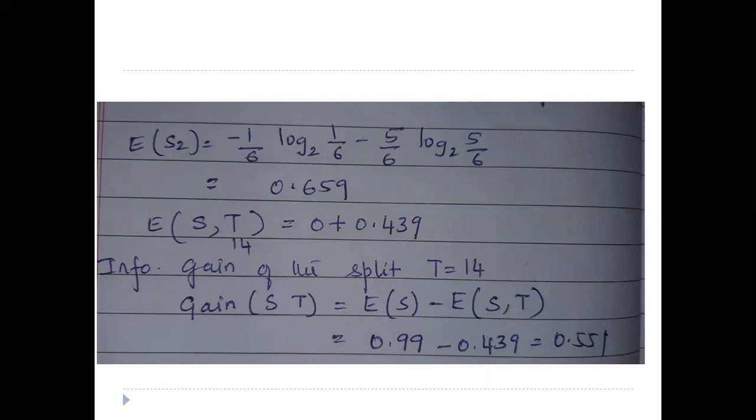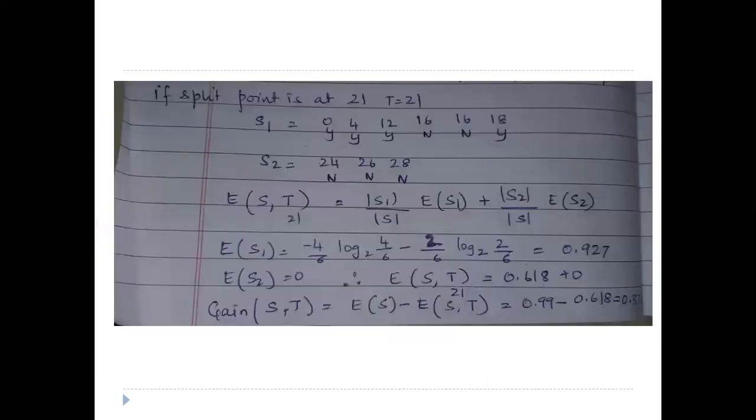Okay. So I'm going to the next slide. Now, if the split is at 21, girls, shall we work out? Yeah, if the split is at 21, then I'll say t equals 21. Now, what will my sets look like? S1 I'll have 0, 4, 12, 16, 16 and 18. That will be 6 in the set 1 and 3 in the set 2. Okay. Now let us calculate the entropy of S of T, where I have taken a split at 21.